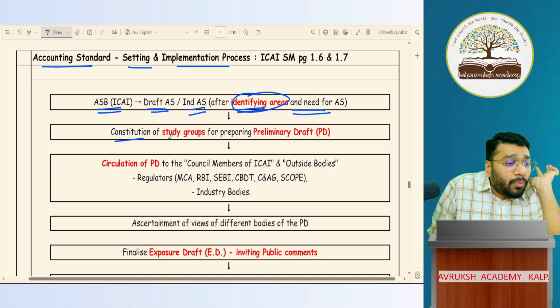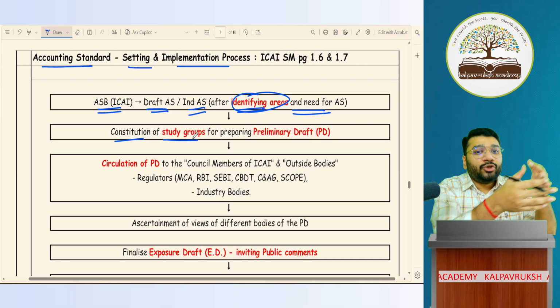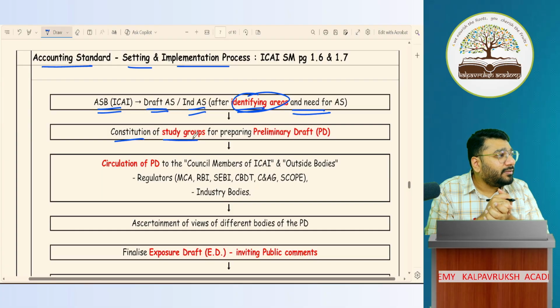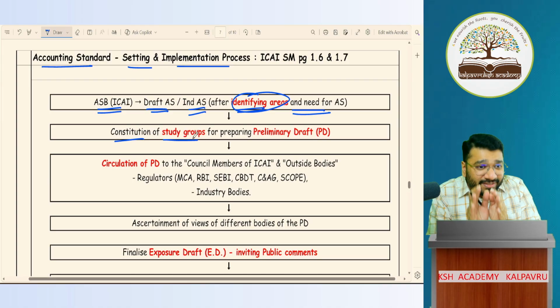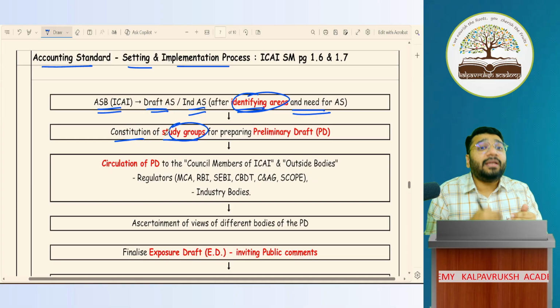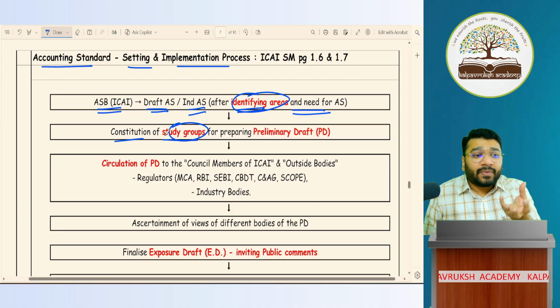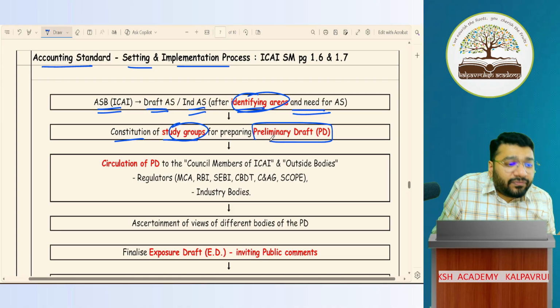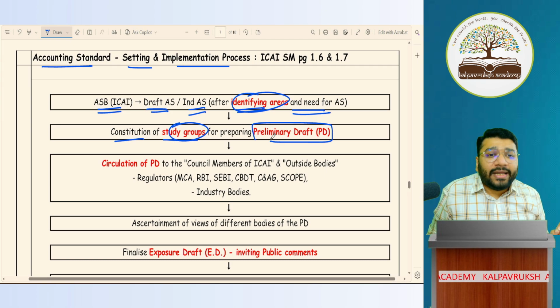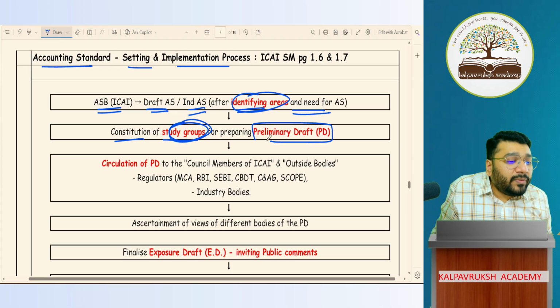They will constitute small study groups, like how you sit and prepare for your examination. You have a group of friends, you sit together and discuss, chat, waste time. Sincerely you study, all of you? Okay. So like that, the same sincerity is maintained by these study groups, and they will try to understand the problem in more depth and come out with a solution. And they'll come out with a preliminary draft of the accounting standard. So there are various small study groups of ASB who will come out with the preliminary draft of the accounting standard.